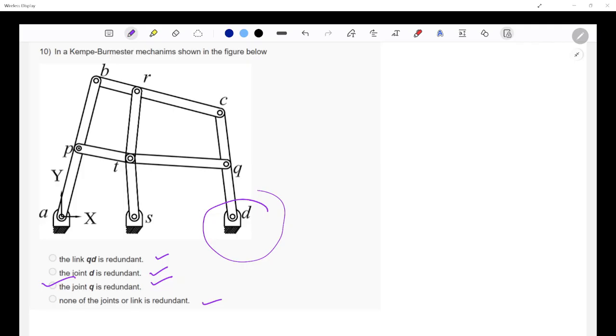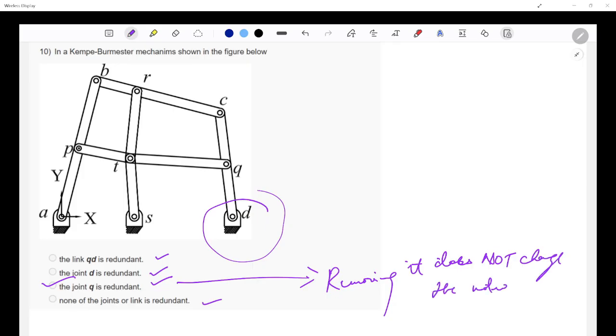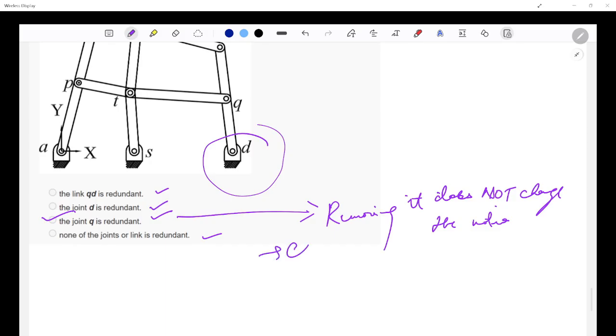So what does the redundant joint mean? A joint is redundant if removing it does not change the motion. The constraints it imposes are already satisfied by other constraints. So if you remove it, it does not change the motion, and the constraints it imposes are already satisfied by other constraints.